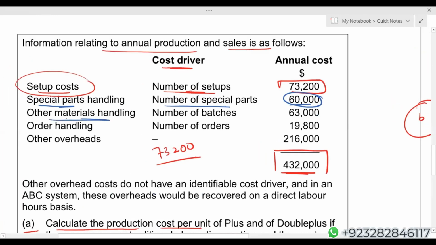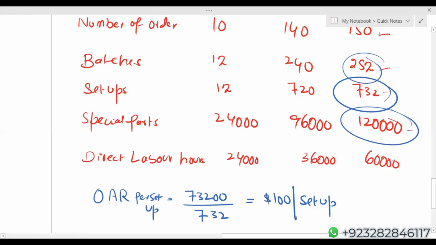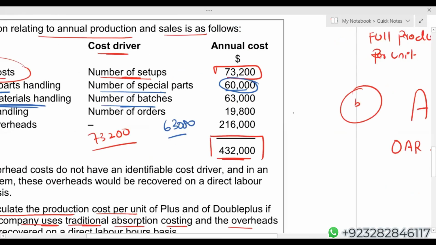Third, other material handling cost depends on the number of batches. So we will divide this 63,000 by the total number of batches. We have already calculated the total number of batches, which is 252. Let me use the calculator. 63,000 divided by 252, I'm getting 250 per batch.